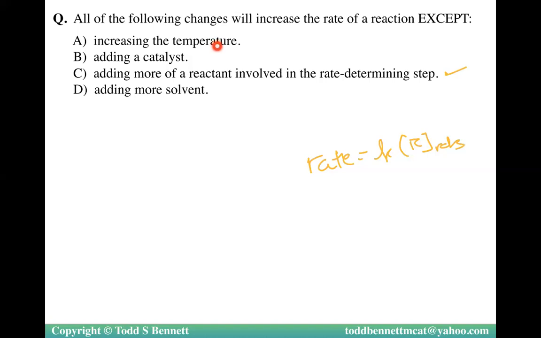Does an increase in temperature have an impact on it? Sure. Raise the temperature, more heat energy. More heat energy means more energy to overcome activation barriers. More molecules will be able to overcome it. That seems like it should help. Adding a catalyst, sure, we lower the activation energy, so now more molecules can overcome whatever threshold to react, so it should react faster. And again, adding more reactant in the rate determining step will always increase the rate if it's in the rate determining step.